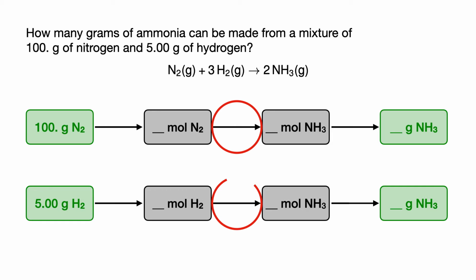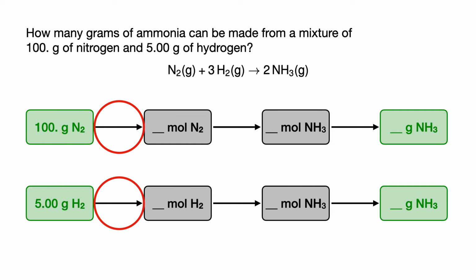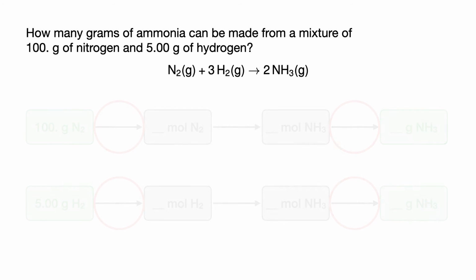So the way that we're going to do these calculations is the reaction stoichiometry will give us the relationship between moles of N2 and moles of ammonia, and also the relationship between moles of H2 and moles of ammonia. And then we'll use the molar masses to relate the grams of nitrogen with moles of nitrogen, to relate the grams of hydrogen with moles of hydrogen, and in both cases to relate moles of ammonia with grams of ammonia. So let's go ahead and do this.